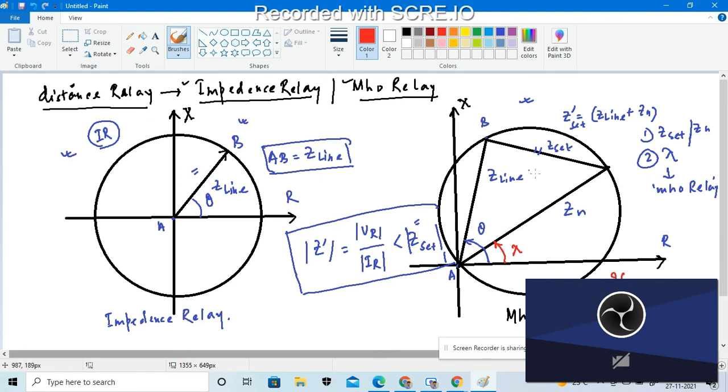So if the Z dash, or we can say the Z set, if the magnitude of Z set is less than Zn cos of theta minus lambda, if this particular condition arises, then only the trip happens.